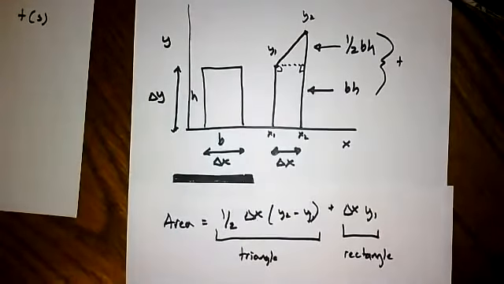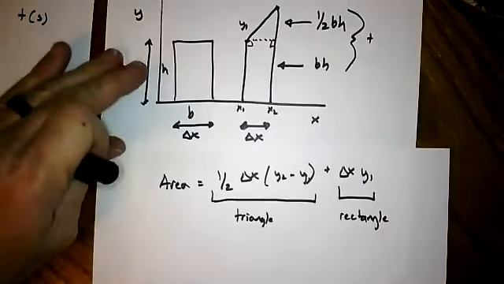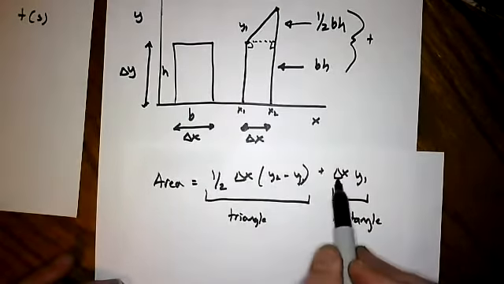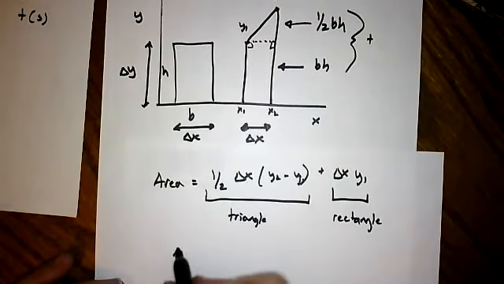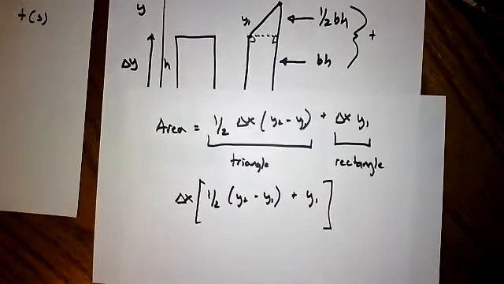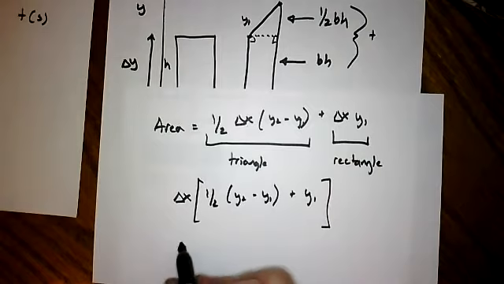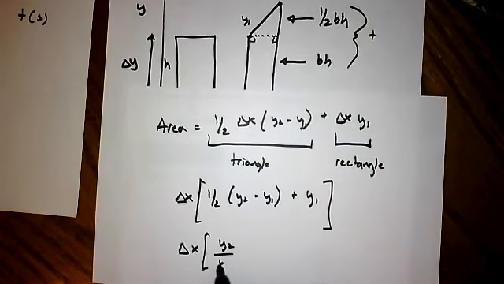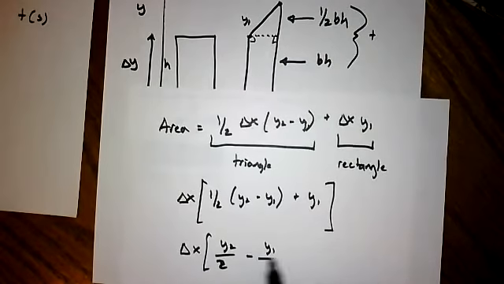Okay, well, let's reduce this. Let's do a little bit of algebra. Let's see. What I'm going to do is, delta x is common here. So I'm going to put delta x times 1/2 y2 minus y1, plus y1. It's just doing algebra. Let's distribute the 1/2 in here. So I have delta x times y2 over 2 minus y1 over 2 plus y1. I'll do 1 here.